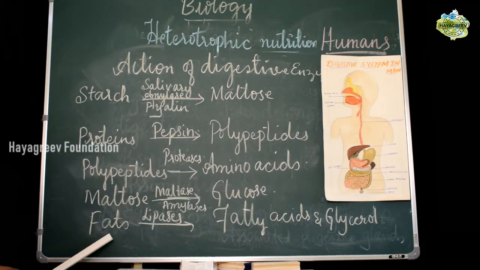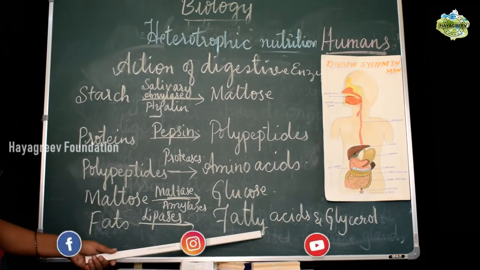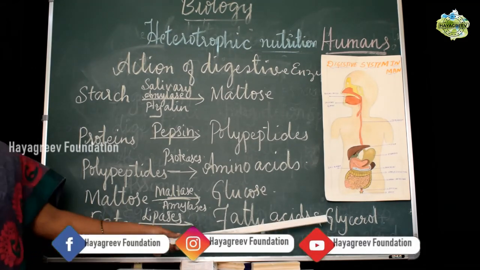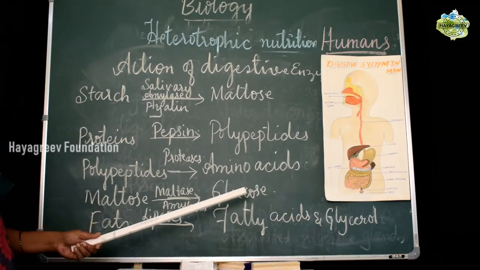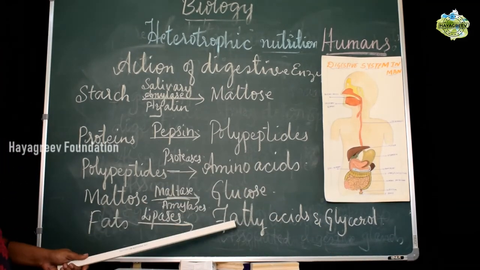And coming to fats, fats are first emulsified by bile juice, then they are acted upon by pancreatic lipase as well as intestinal lipase, and the final products of fat digestion will be fatty acids and glycerol. So these are the forms in which food can be absorbed.